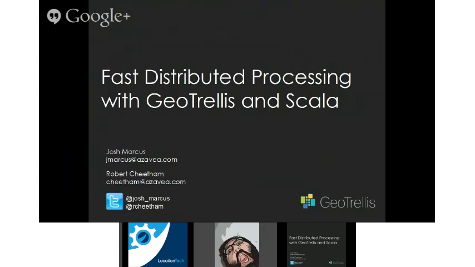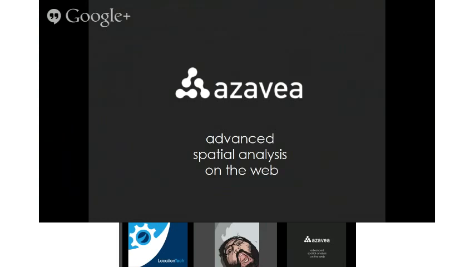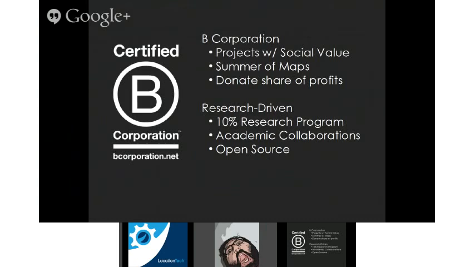So, Azavia, who the heck are we? We're a software company based in Philadelphia. We were really founded to develop advanced spatial analysis for the web. We're also what's known as a B corporation. This is a new kind of corporate form in the United States, as well as a couple of other countries. A B corporation is a for-profit that operates with a nonprofit style mission, and our mission is around improving communities through the application of geospatial technology while advancing the state of the art through research.